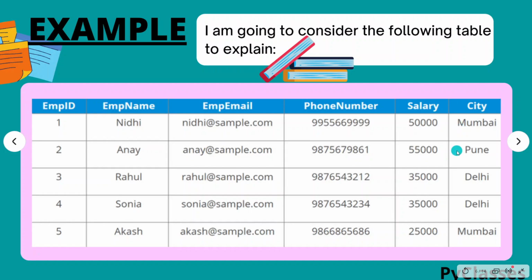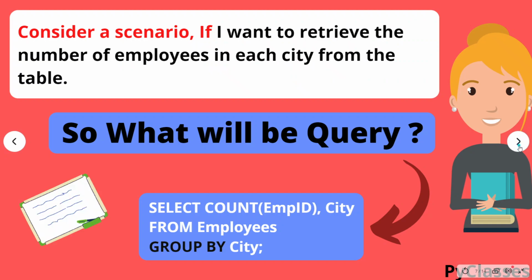Now that I have told you the syntax of group by clause, let's understand it through an example. I am going to consider the following table to explain group by clause, which you can see on the screen. So consider a scenario if I want to retrieve the number of employees in each city from the table. So what will be the query? The query will be select count employee ID, then city from employees, which is table name, then group by city. City is here the column name.